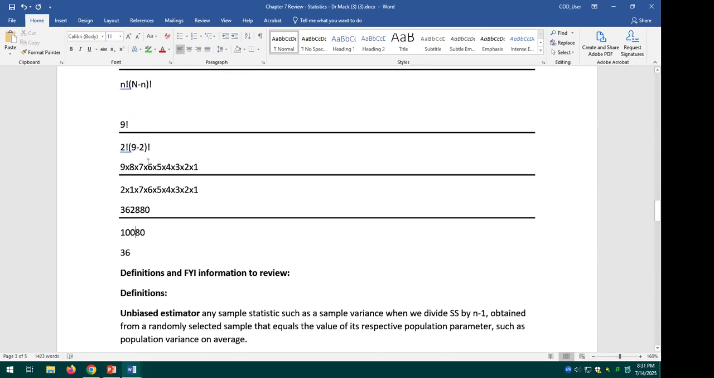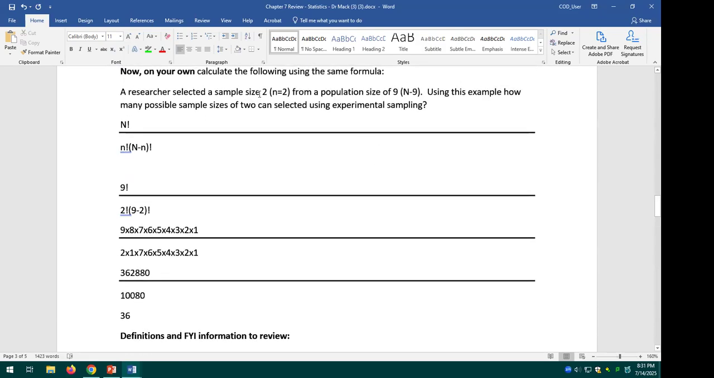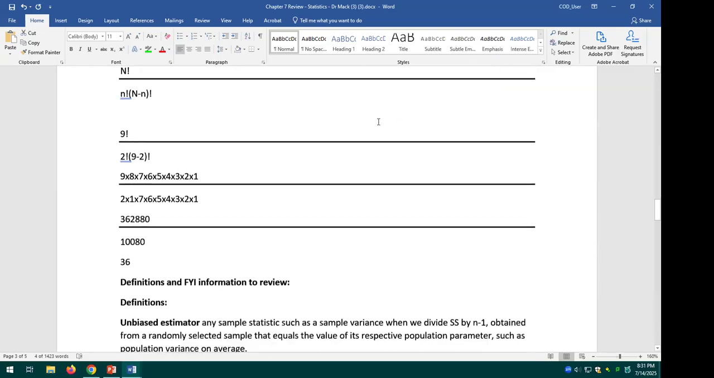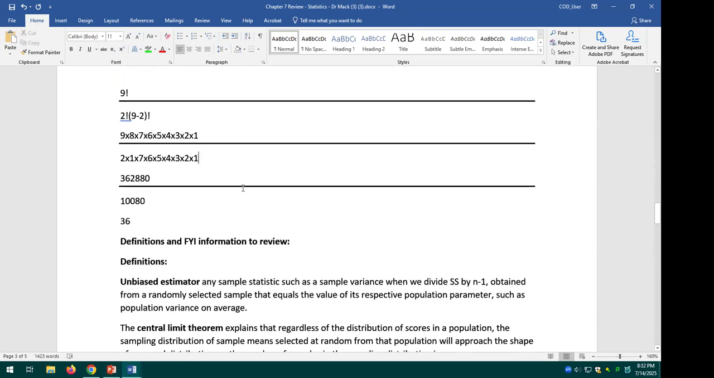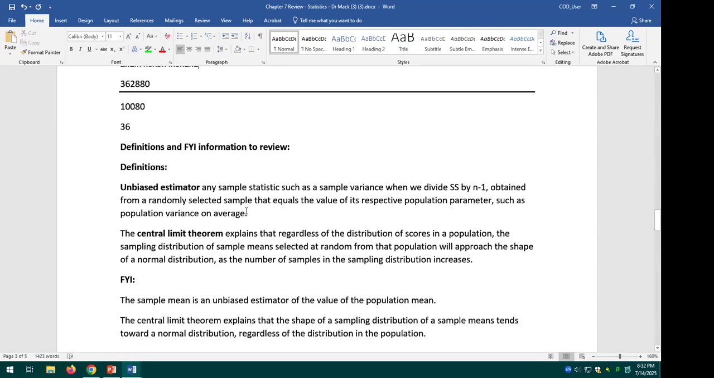So the application is you could select a sample size of 2 from a population of 9, 36 different ways. And here's how you line up the people or the sample you're trying to figure out. Does that make sense so far? That makes sense. Okay.